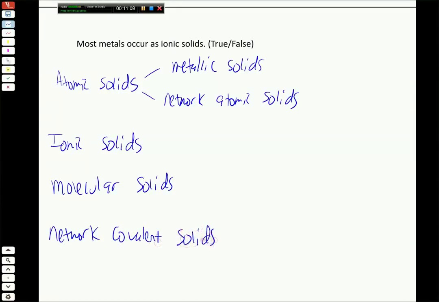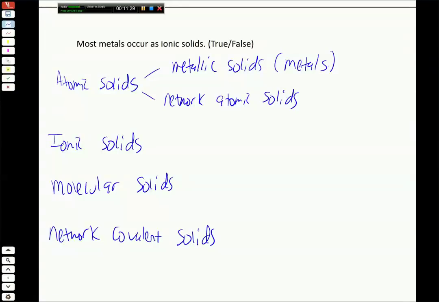Solids. So these are the major categories of solids that we have. We talked about the structures of many of these. And so when you have atomic solids with, again, either metallic or network atomic, as we said, these are what metals typically are classified as. So most metals exist as metallic solids. The only metal that's not a solid is mercury.